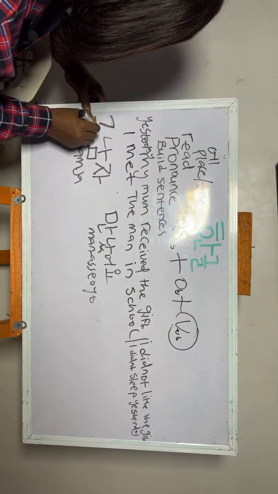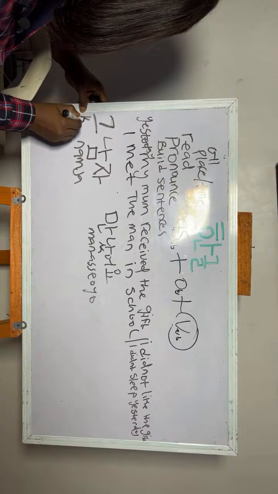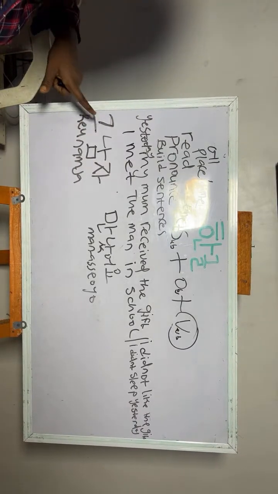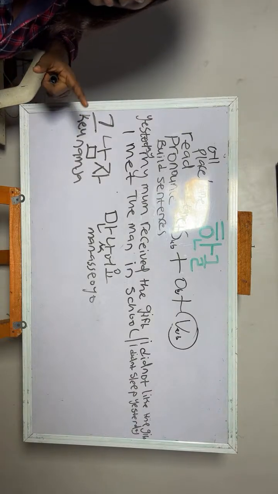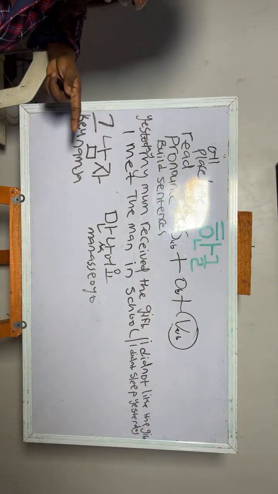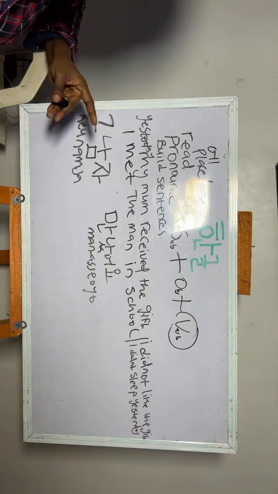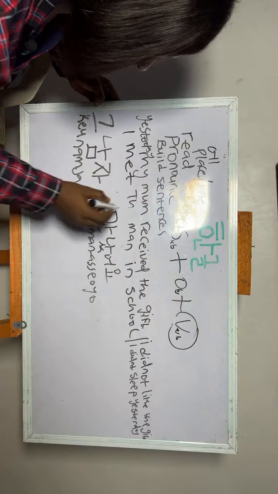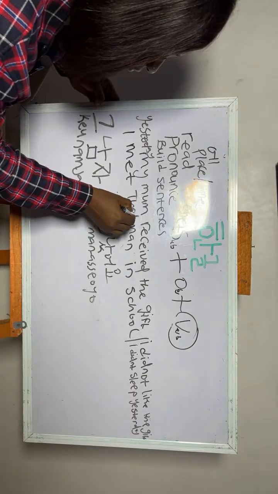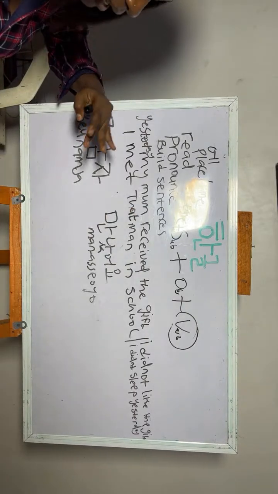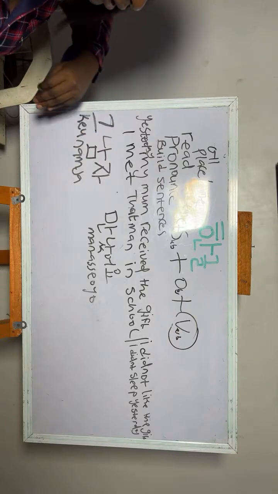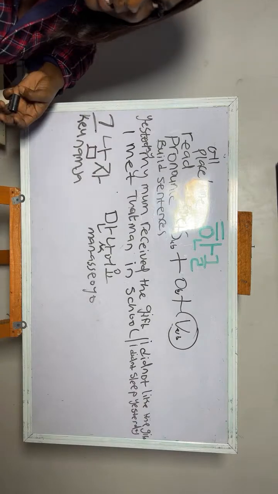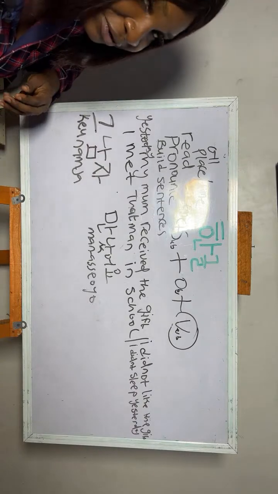So you can write this down. 그 is "that." So 그 남자 is that man. Now I changed it. Now 그 남자 is that man. So let's change the translation to that man. Now, of course, if you want to say the man, it will just be 남자 만났어요, right? But let's get particular now. I met that man.